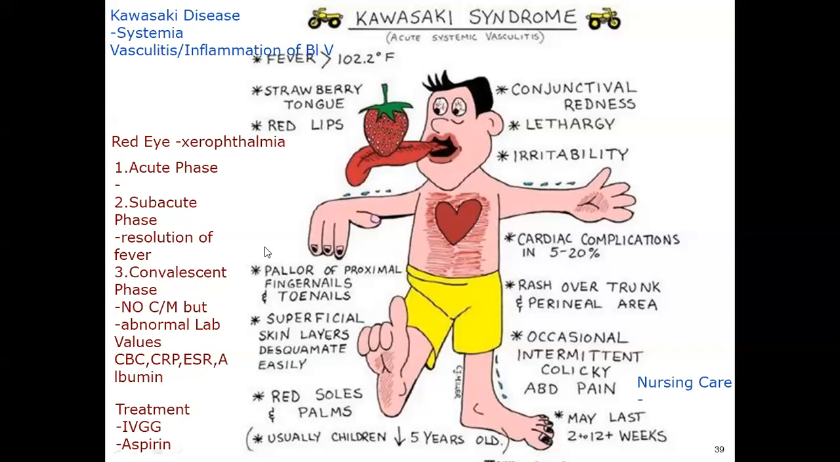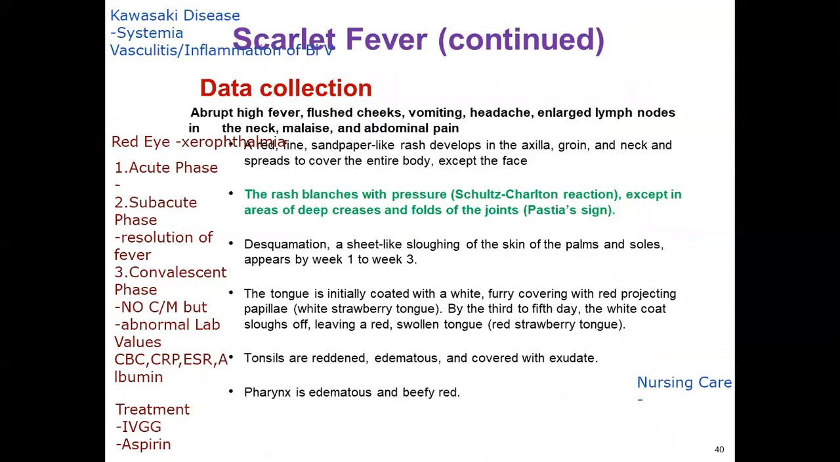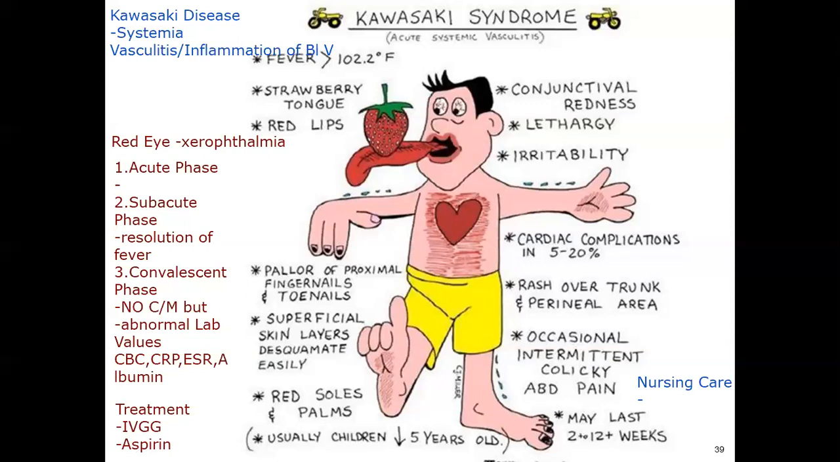What else? During the subacute phase, all of the signs and symptoms, especially the fever, will be resolved. So resolution of fever, or peeling of the skin around the nails or around the palm or sole. And in the convalescent phase, usually no clinical manifestation, but abnormal lab values.